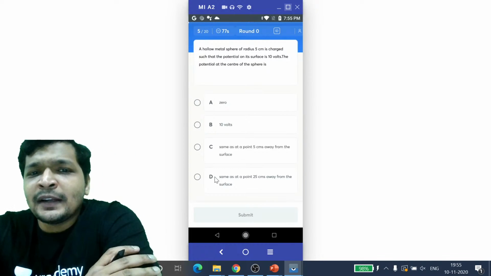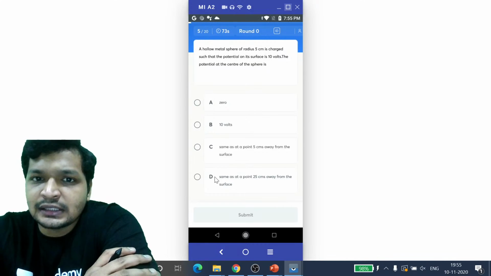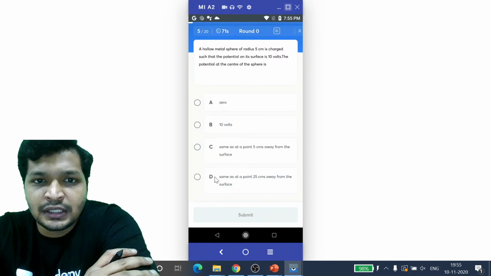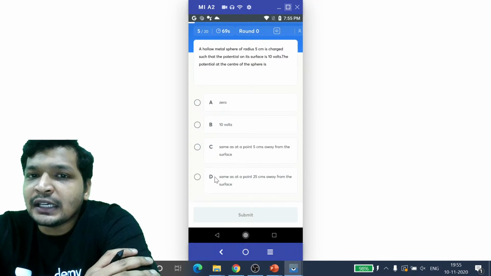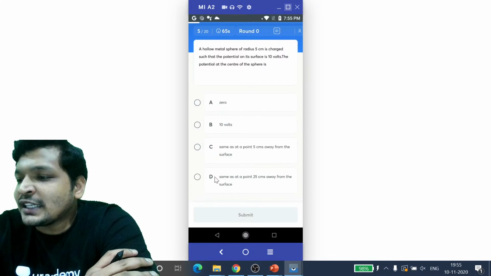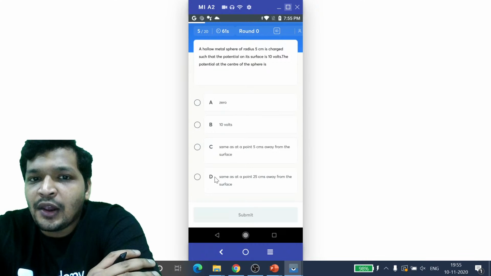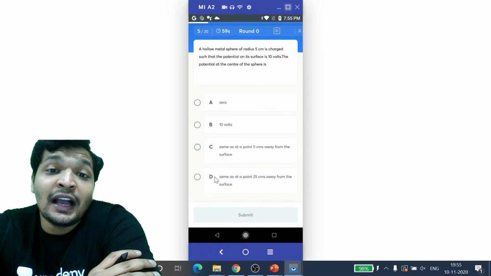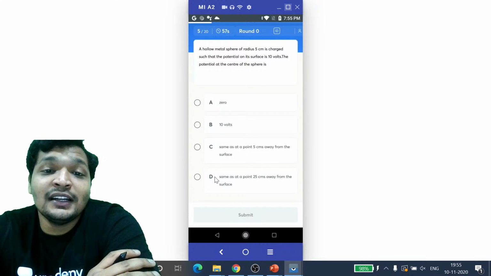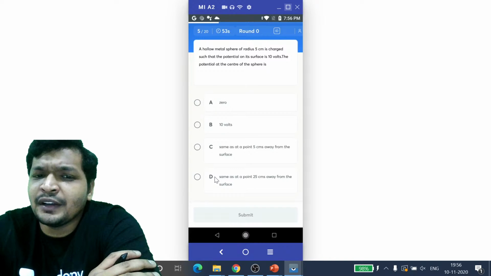A hollow metal sphere of radius 5 centimeters is charged so that the potential on its surface is 10 volt. And the potential at the center of the sphere is going to be how much? It's a very interesting question. We have recently gone through this lecture, didn't we? We did this part. This is not a big deal.